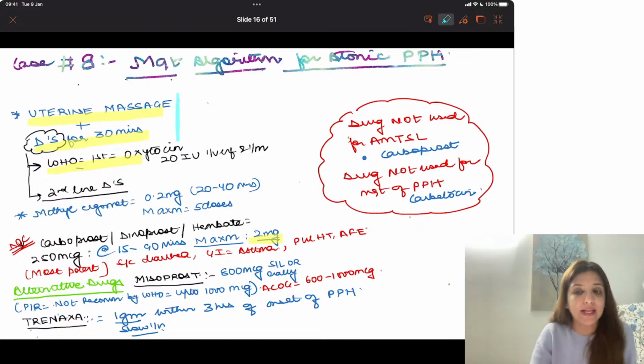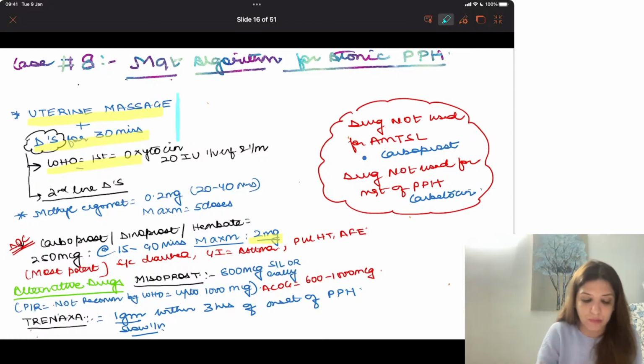Right? Now, the second line drug which is recommended by WHO for treatment of PPH is methylergometrine 0.2 mg, which you can repeat after every 20 to 40 minutes for a maximum of 5 doses. The best drug or the drug of choice for treating PPH is carboprost, which is also called as dinoprost or hemabate. The dose of carboprost is 250 micrograms, which can be repeated after 15 to 90 minutes. Very, very important. Maximum you can give it up till 5 doses and maximum you can give up till 2 milligrams.